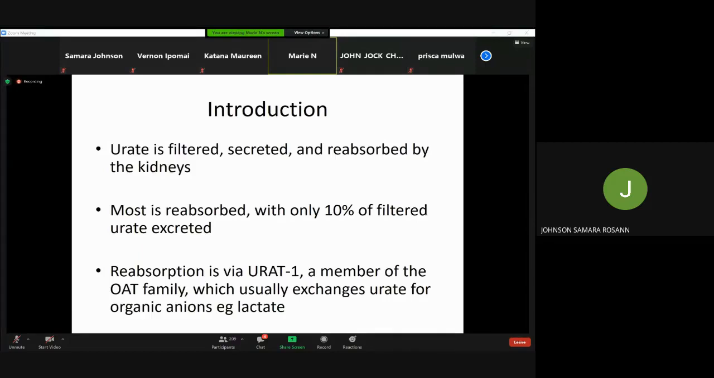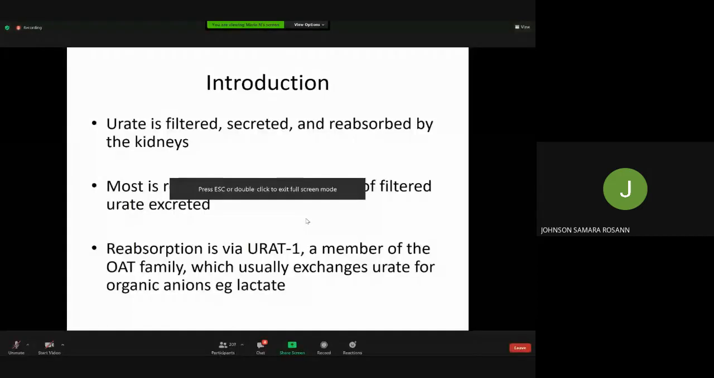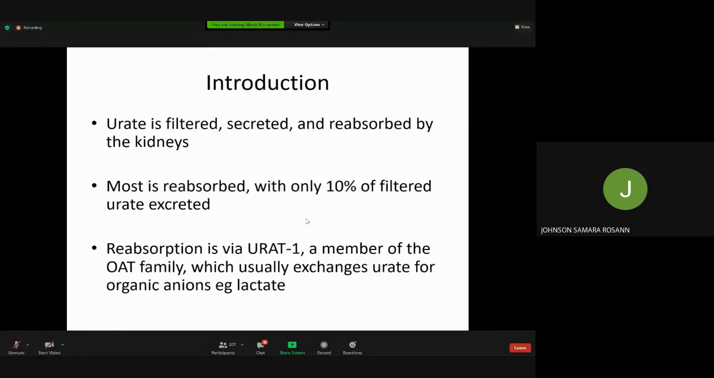Now, what are the transport proteins involved in its reabsorption back into the body from the kidney tubules? Reabsorption is via a transporter called URAT1. URAT1 is a member of the organic anion transporters, or the OAT family. That is what will exchange urate. You will reabsorb the urate in exchange for organic anions such as lactate. So you're basically reabsorbing urate and then secreting out lactate.